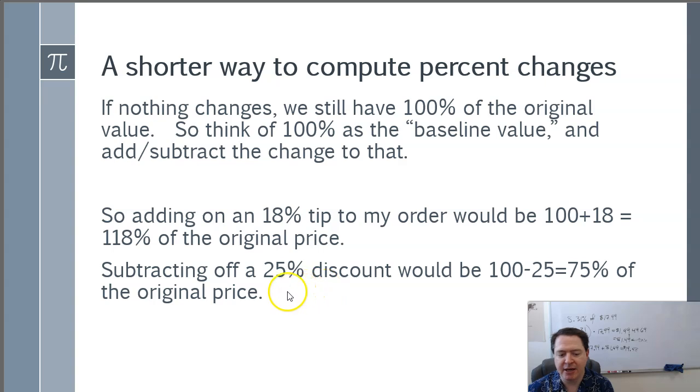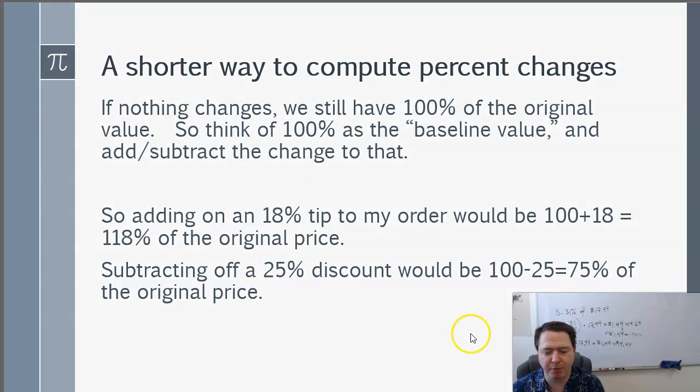It would work similarly for subtracting off a percentage discount of 25%, right? So that would be, I would start off with 100% price, and if I subtract off that 25% discount, I'm getting 100 minus 25, or 75% of the original price. So this saves me a step of finding that 25% and then subtracting that from the original price.